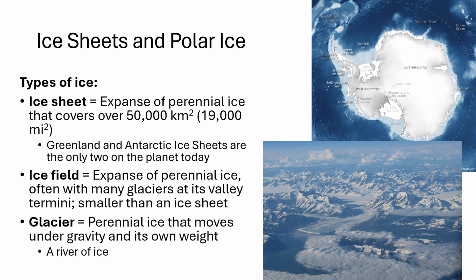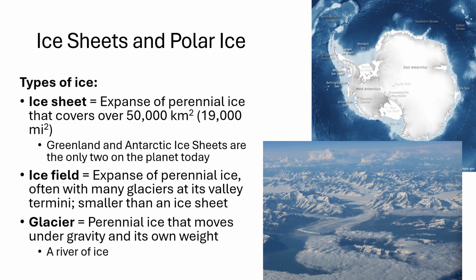So in order to talk about this, I am going to cover the types of ice that we have on the planet. Not something that's huge for the AP test or something that you really need to know for the course, but these are terms that I'm going to use and that I want you to be familiar with. So an ice sheet is a large expanse of perennial ice, meaning ice that does not melt year after year, that covers over 50,000 square kilometers. So that is a very, very large expanse of ice. Today on the planet, we have two ice sheets. We have the ice sheet on Greenland and the ice sheet on Antarctica. So basically, the entire interior of Antarctica is an ice sheet.